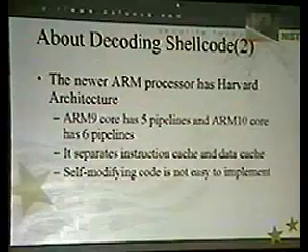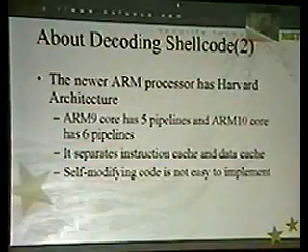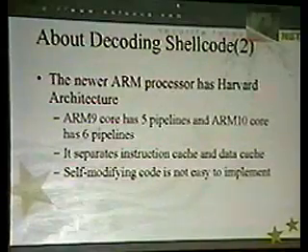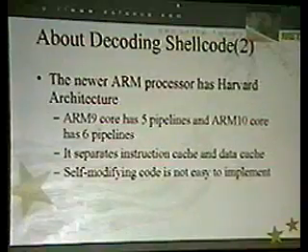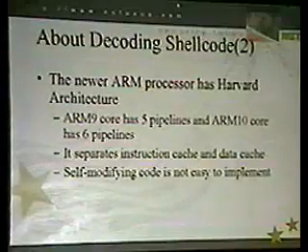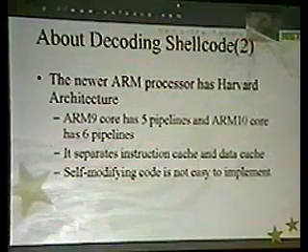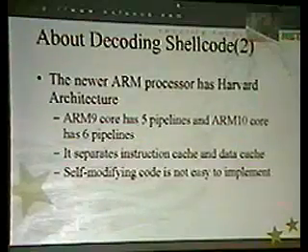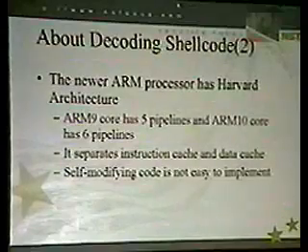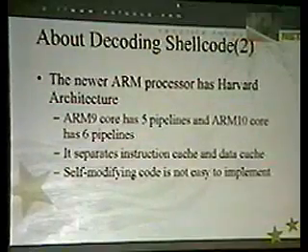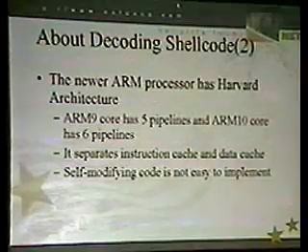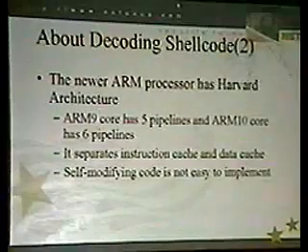The newer ARM processor has a Harvard architecture, which separates instruction cache and data cache. This feature will improve the performance of the ARM processor, but self-modifying code is not easy to implement because it will be affected by the ARM cache architecture and the processor's implementation.